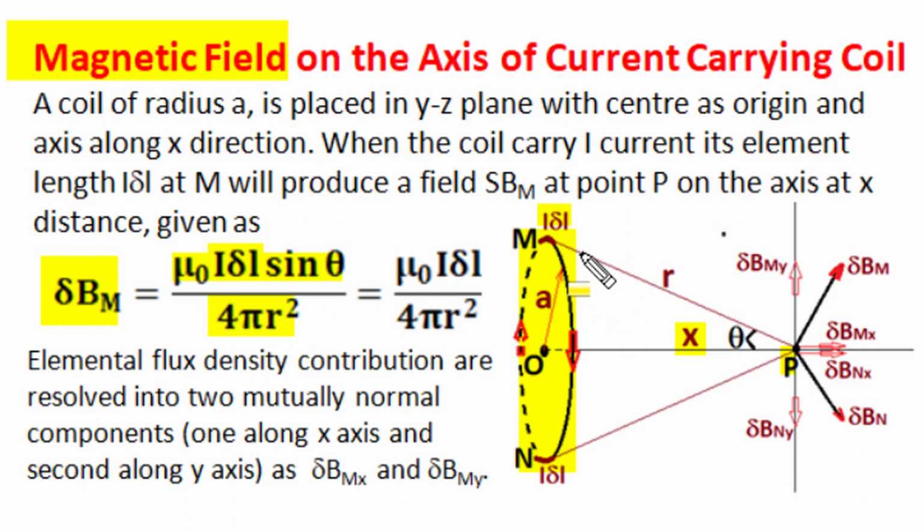where theta is angle between current element and this position vector r of observation point, and this angle, as coil is in YZ plane and this position is on x-axis, this angle becomes 90 degree and sin 90 becomes 1, and our numerator expression gets simplified. This small r is distance of observation position from elemental current length placed at position M from coil.